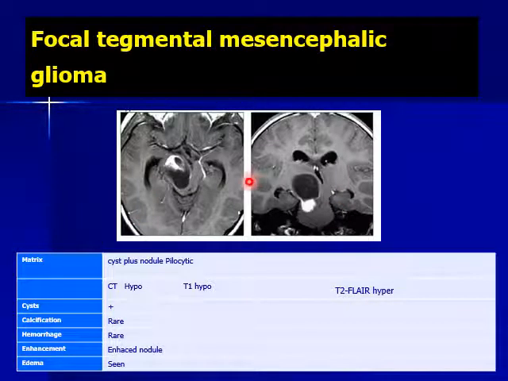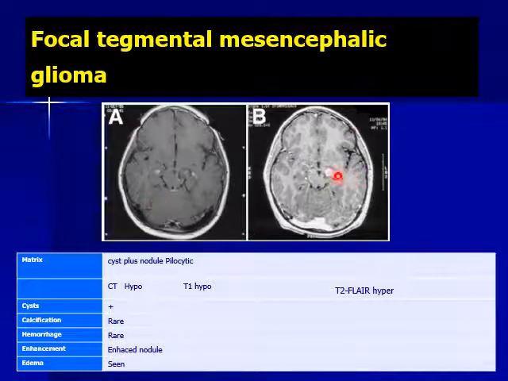As you see, usually it is partly solid, partly cystic, or a cyst and nodule. Location-wise, it involves the crura cerebri or the mesencephalon, the tegmentum of the mesencephalon, and extends through them to the thalamus. It has an enhancing nodule and a cystic portion. So the matrix is cyst plus nodule, hypodense in CT, T1 hypo, T2 and FLAIR hyper. Calcification is rare, hemorrhage is rare. It has an enhancing nodule, and edema can occur.